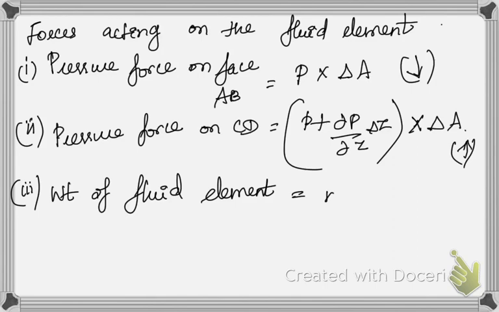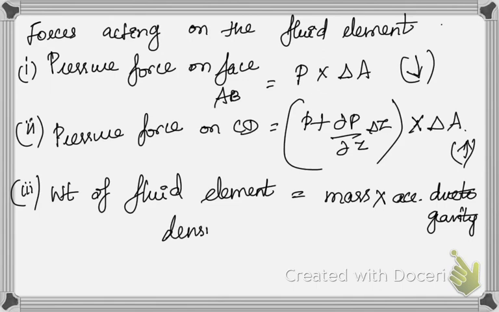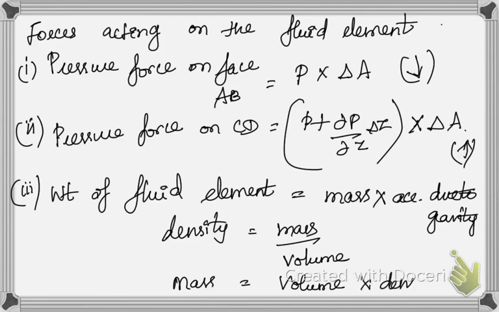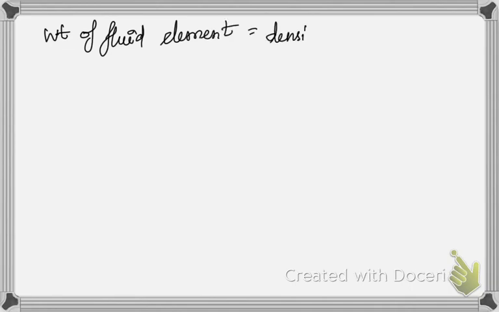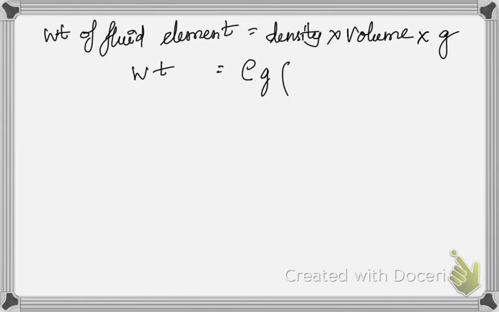The formula for weight is nothing but mass into acceleration due to gravity. So this is a general formula. Instead of mass I can write it differently: density is equal to mass by volume, so my mass will be equal to volume into density. So the weight of the fluid element is equal to density into volume into acceleration due to gravity, that is G. So my weight will be equal to density, which I can denote as rho, times gravity G. Volume is area into height, so del A into del Z of the element.